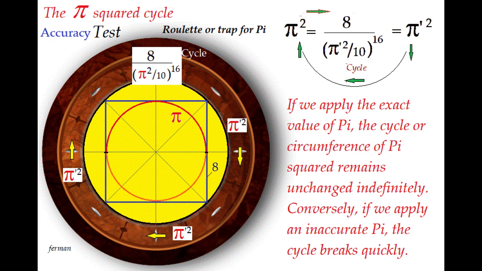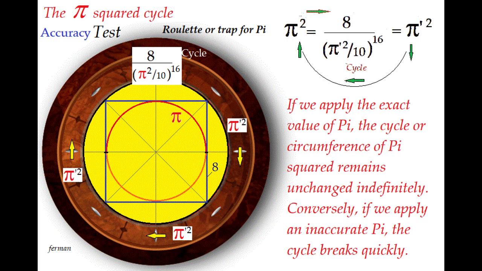This cycle function is simple, and as the name implies, it is cyclic, since the input of the mathematical function is the same as the output result if the correct number pi is applied. It is represented geometrically by a cycle or roulette on which we can rotate or maintain the circumference of the square of pi without its value changing with the cyclical function that is applied to it. However, if we add a non-exact value of pi to this loop, then the circumference of pi squared is quickly distorted and destroyed.